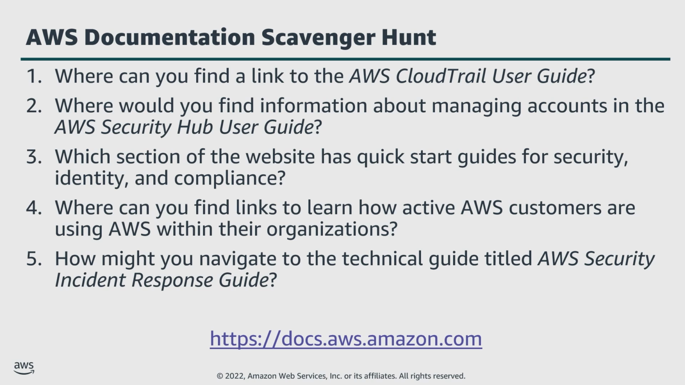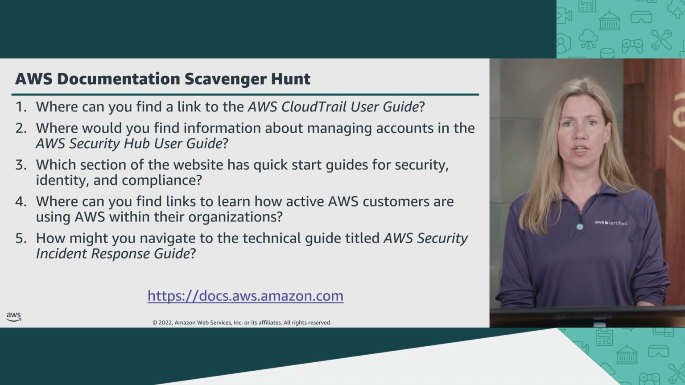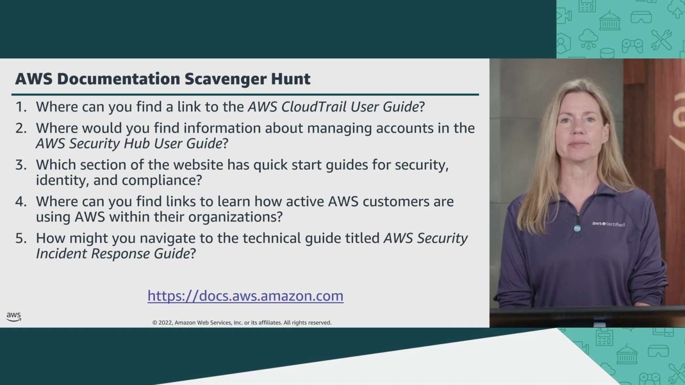Next, which section of the website has quick start guides for security, identity, and compliance? To find these quick start guides, go to the General Resources section of the main documentation page and choose the Quick Starts link. In the filters, under Content Type, select AWS Quick Starts. Then, under Technology Category, select Security and Compliance. Quick Start guides for security, identity, and compliance are listed.